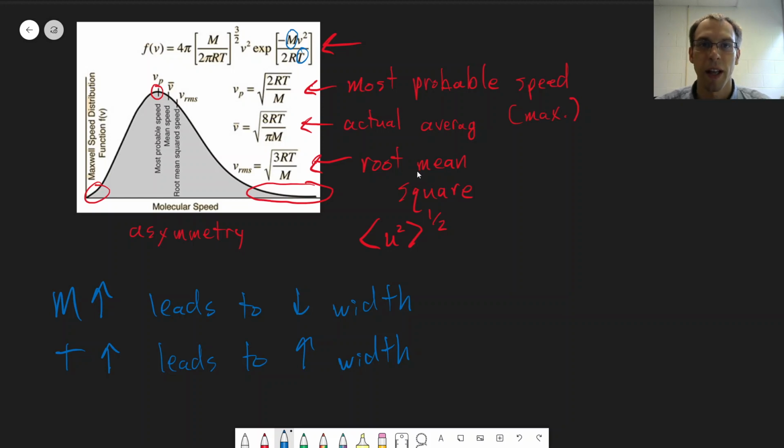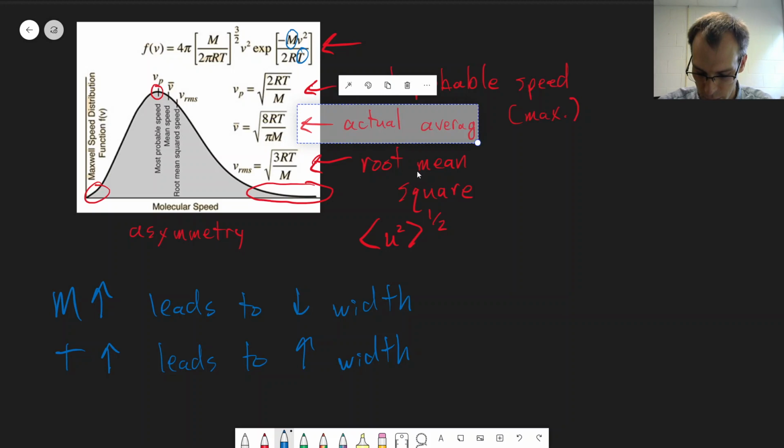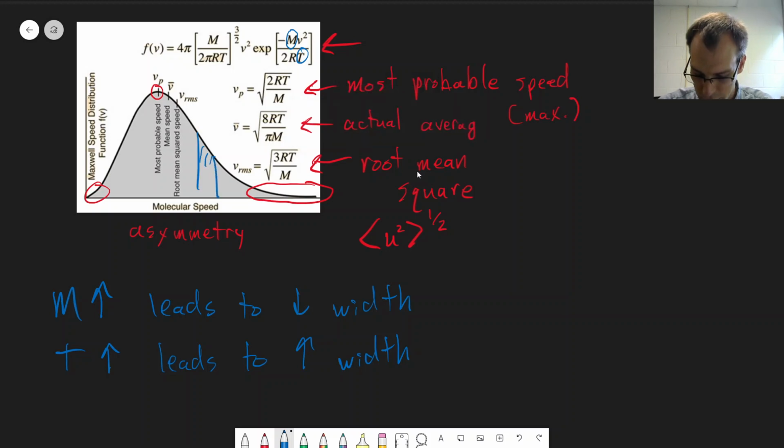In the next video, we'll look at mathematically what else we can do with this distribution, which is to look at what fraction of molecules are within given speeds. Say we want to know what fraction of molecules is right here. You can see that's an area, and we're going to need to integrate.